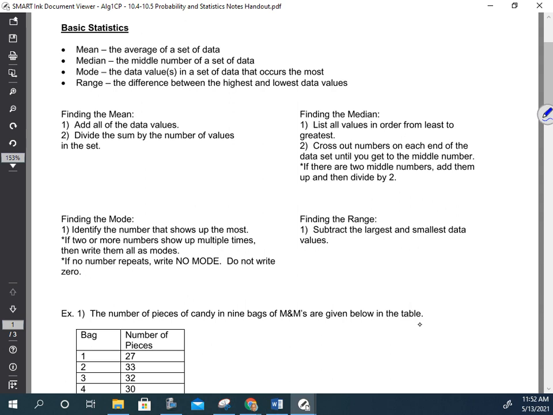So let's first go over what they meant, what each part means. Mean is an average. Median is the middle number. Mode is the data value that occurs the most. And range is the difference between the highest and the lowest values.